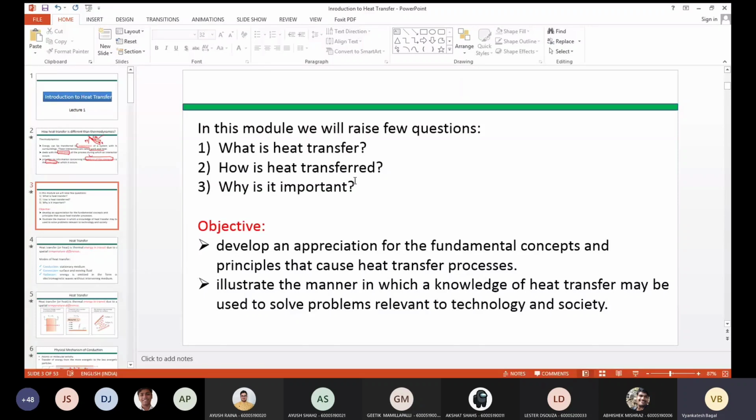Now, what are the objectives? Our objective is to develop an appreciation for the fundamental concepts or principles which cause the heat transfer process, meaning how the heat transfer will take place. What will be the mechanism of heat transfer? Is it conduction, convection, or radiation? That we'll try to find out. Then we'll illustrate the manner in which the knowledge of heat transfer will be used to solve problems relevant to technology and society. So how to use these concepts and fundamentals to solve real life problems. Our focus is on these two objectives for this chapter, Introduction to Heat Transfer.